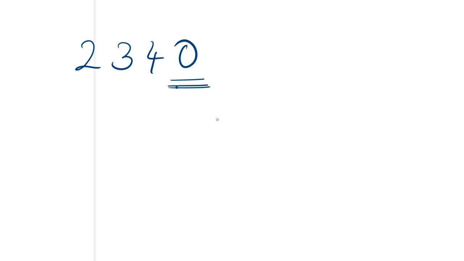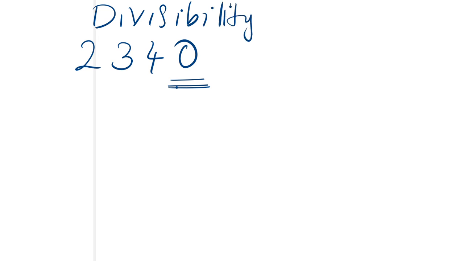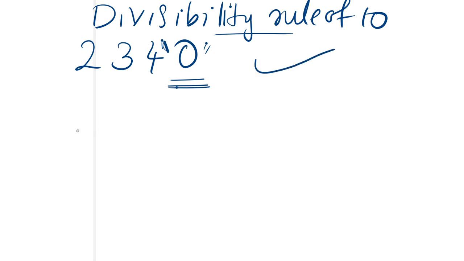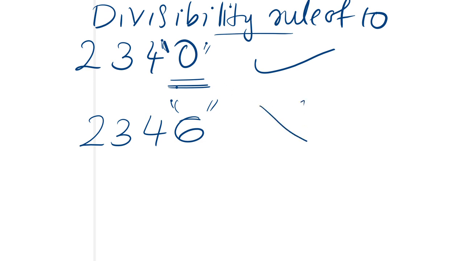Okay, right. Divisibility rule of 10. Okay, so the ones place digit is 0. So this number is divisible by 10. Then 2346. So here the ones place digit is 6. It's not 0. So this one is not divisible by 10.